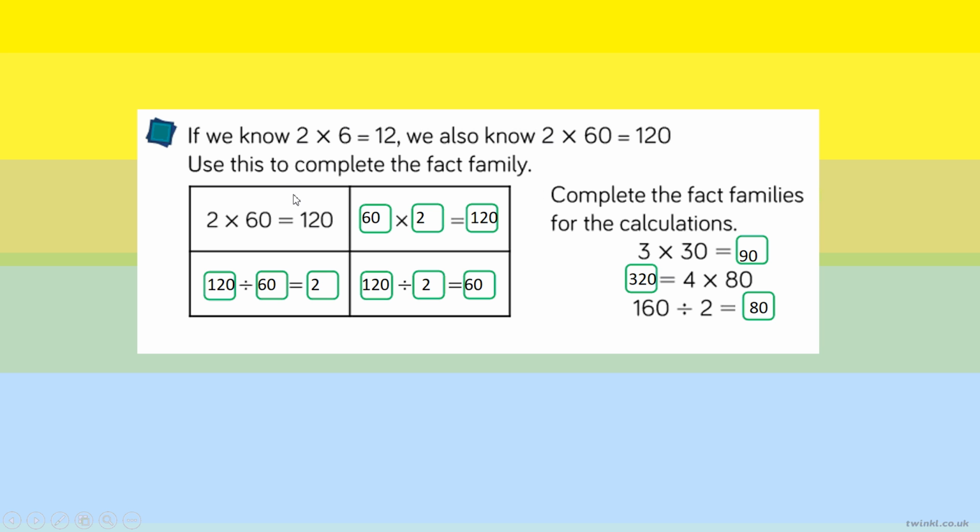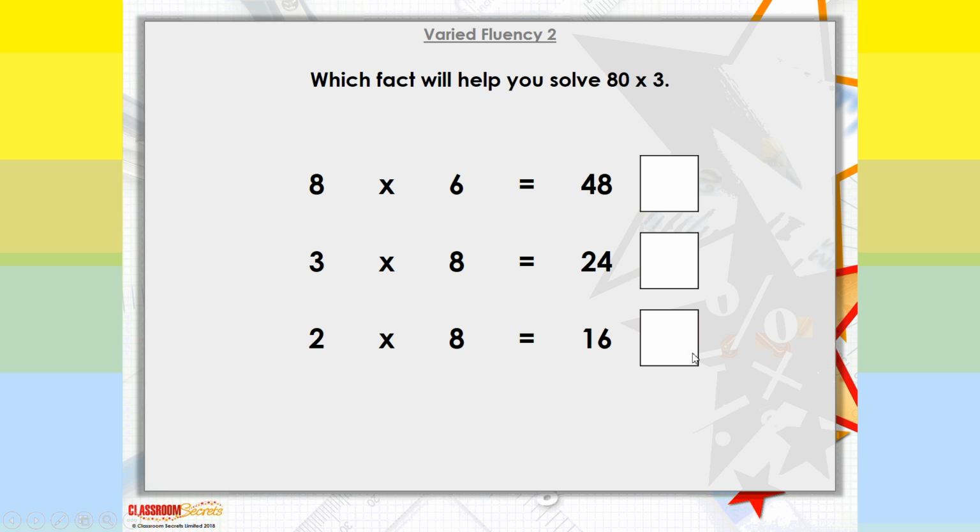So here we go. So if we know that 2 times 60 equals 120, then 60 times 2 must also equal 120. And then we've got the related division facts on there as well. And here's our other fact families as well. Okay, let's move on. We've got some more fluency here.